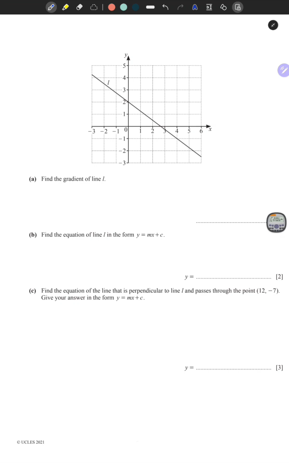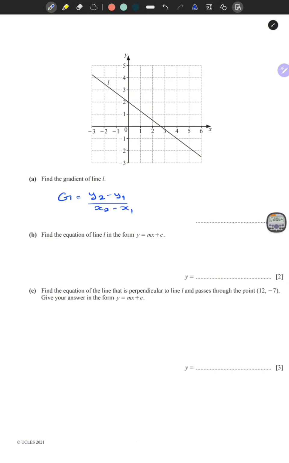A, find the gradient of line L. So this is line L, and this is the Cartesian plane. We have the x-axis here and the y-axis here, and to find the gradient, I know there is a rule I should follow. That rule says (y2 minus y1) over (x2 minus x1) equals the gradient. So the gradient here is equal to (y2 minus y1) over (x2 minus x1).